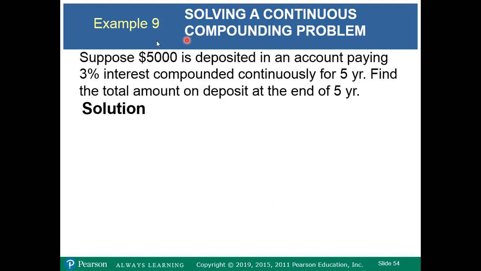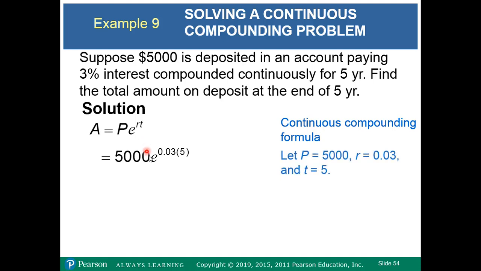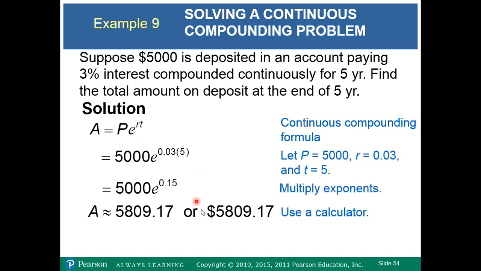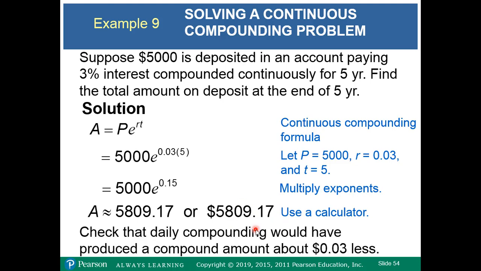So suppose we have $5,000 and we're depositing it in an account paying 3% interest, compounded continuously for 5 years. What would be the total amount that we would have? Well, if we use our formula for continuous compounding and plug in the values, then we get approximately $5,809.17.